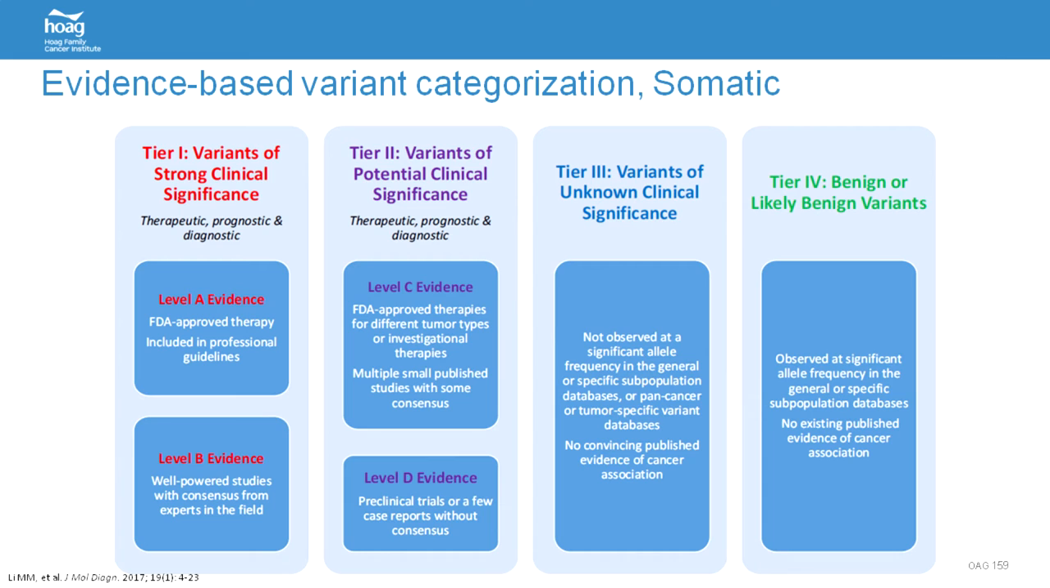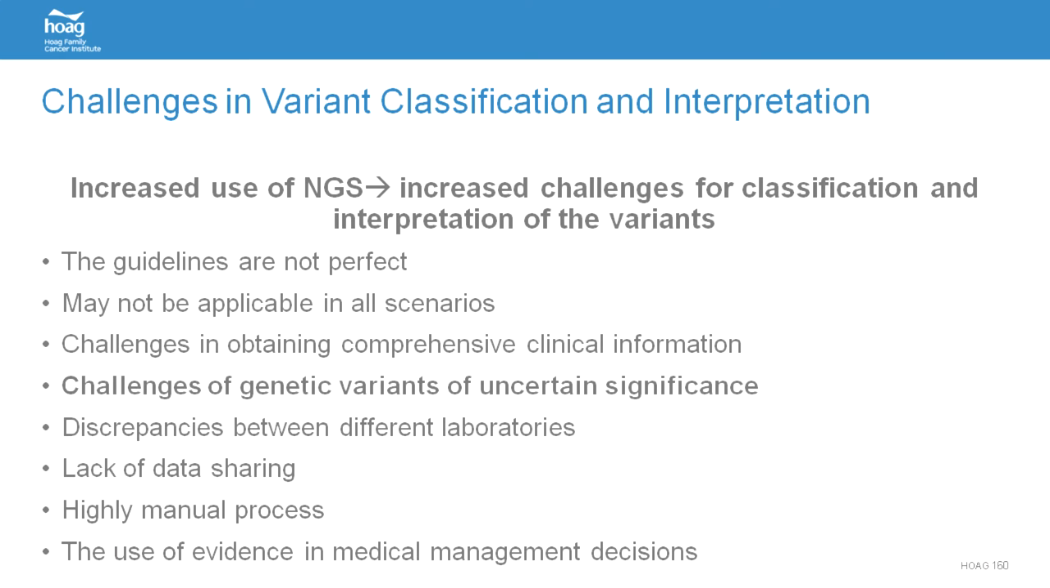They are tiers, and the tier-based is based on the therapy: if there is an FDA approved therapy for that specific tumor, or if there is an FDA approved therapy for another tumor with the same variant, or if there are enough preclinical trials or well-powered studies. So they have a different type of classification. However, most of the laboratories still use ACMG guidelines, and some in combination with the somatic.